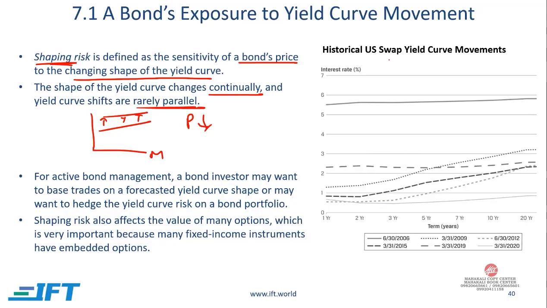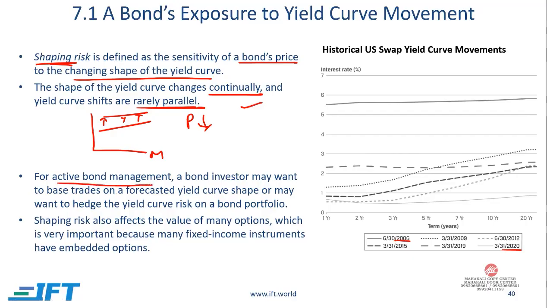But over here, we are looking at historical yield curve movements in the US. If you look at the yield curves from 2006 to 2020, notice many different types of yield curves. Here we have a reasonably flat yield curve. Then we have a curve that is going up. Then we have a curve that's going up even more. So what you are seeing here is changes not only in the level of the yield curve, but the slope also changes, the curvature also changes, and that's the point being made here.